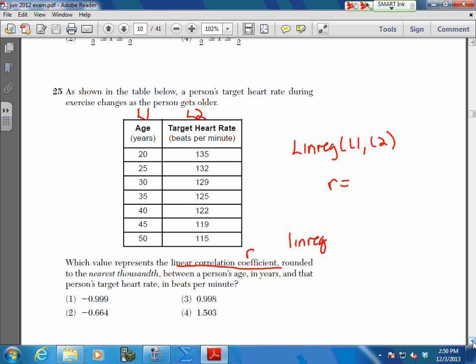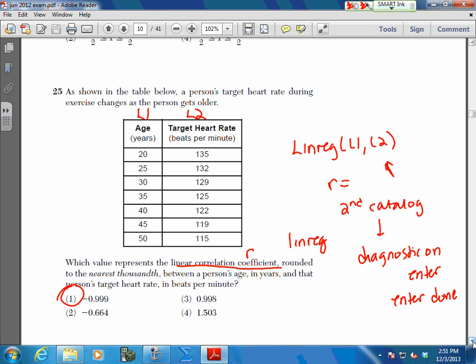Now, if you do not see an R, and you should, you're going to make sure that you go and say second catalog and come all the way down to diagnostics on. Hit enter and hit enter until it says done. And then retry this and you should see your R. And that's what your R came out to be. Okay. They're just looking for your correlation coefficient.